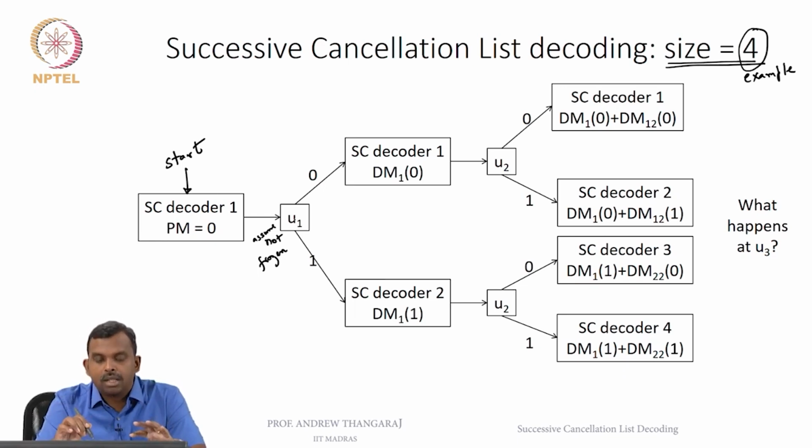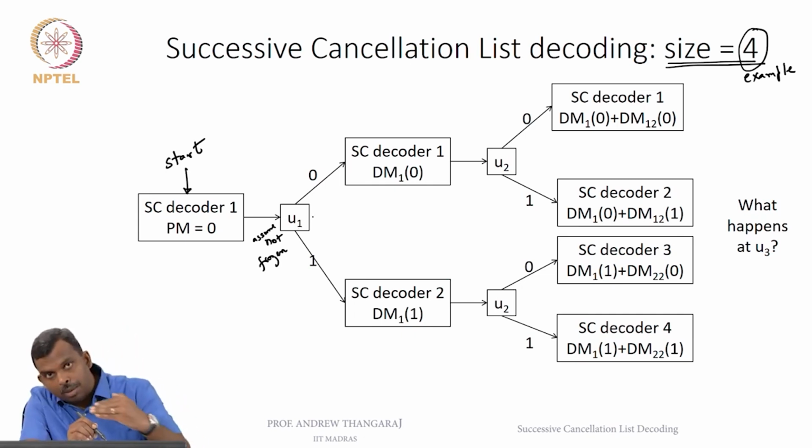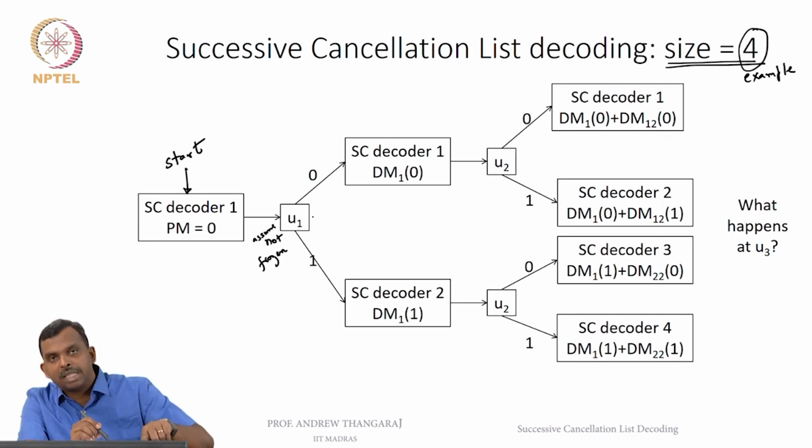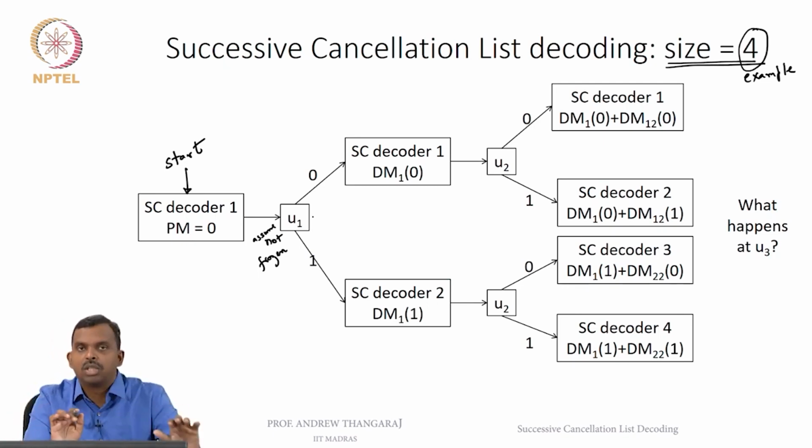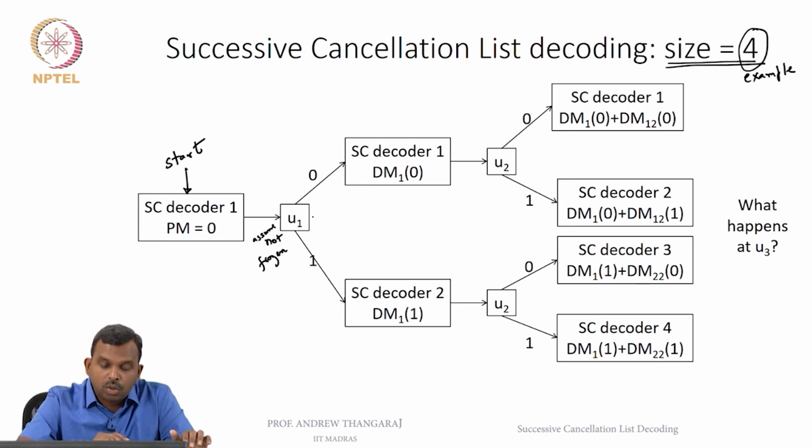So you will start diverging even in u1, but in case u1 is frozen, you will continue in only one path, but your path metric may not be 0 anymore. It may be non-zero. We will look at the more general situation soon enough, but for now let's continue with this simple picture to see how the thing evolves. You come to u1, assuming it is not frozen, so you make two decisions, 0 and 1. 0 will have some penalty which I am calling dm1 of 0.